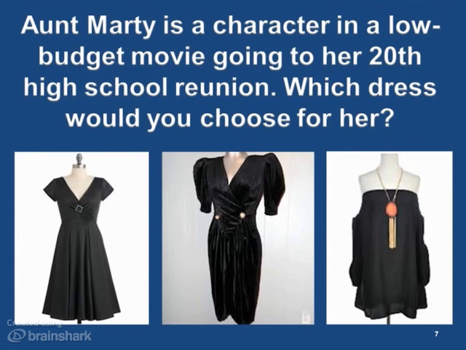Here is the context. Aunt Marty is a character in a low-budget movie going to her 20th high school reunion. Pretend you're a costume designer without much money to spend, so you have to shop for dresses at the thrift store, and these are the 3 dresses you found. What does each of these dresses say about the character that would wear them? What do you need to know about the character to make a smart purchase? Maybe her body type, time period of the reunion, her personality. Looking at these 3 dresses, which would you choose?